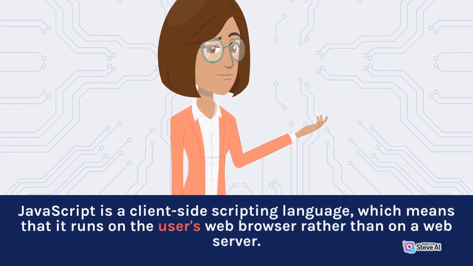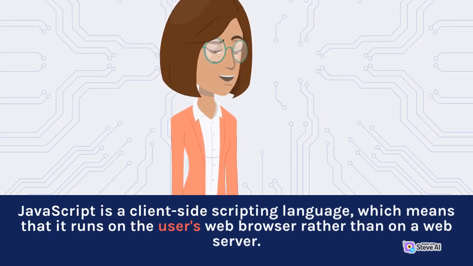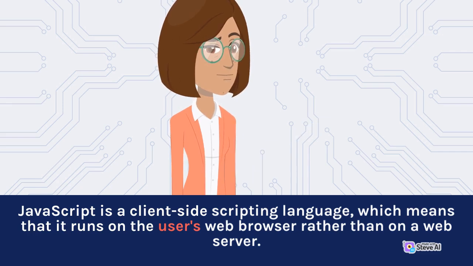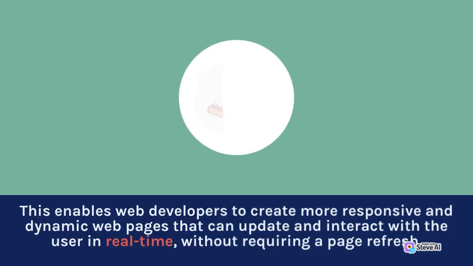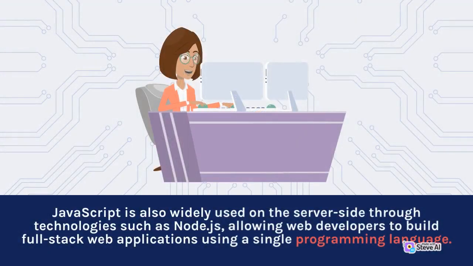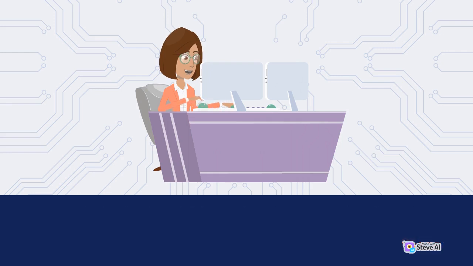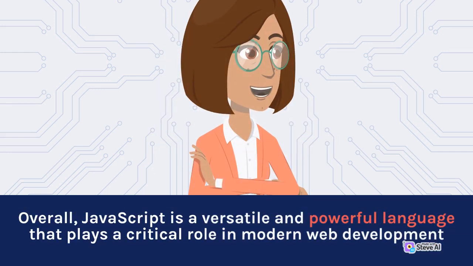JavaScript is a client-side scripting language, which means that it runs on the user's web browser rather than on a web server. This enables web developers to create more responsive and dynamic web pages that can update and interact with the user in real time without requiring a page refresh. JavaScript is also widely used on the server side through technologies such as Node.js, allowing web developers to build full-stack web applications using a single programming language. Overall, JavaScript is a versatile and powerful language that plays a critical role in modern web development.